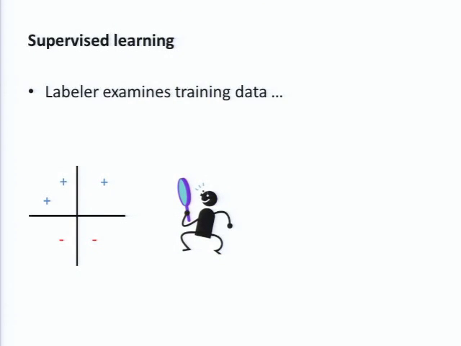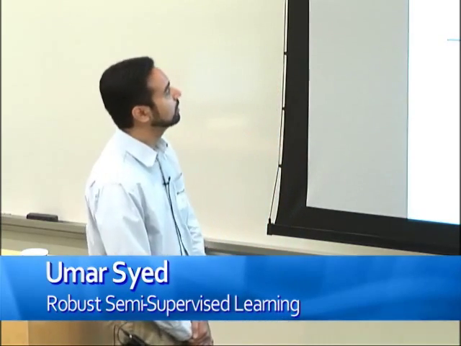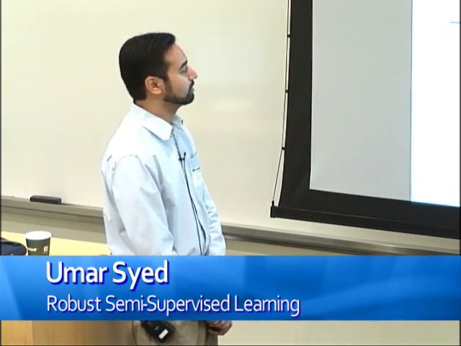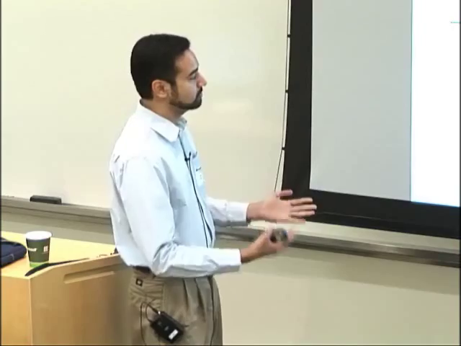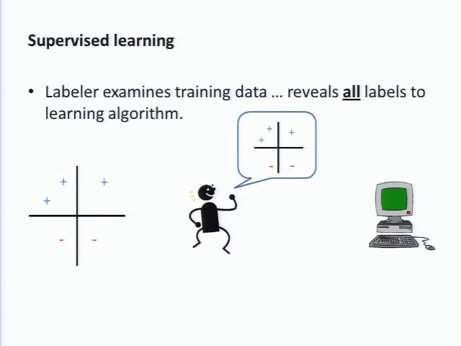So just to set the scene a little bit, let me review supervised learning, which is the oldest, most traditional learning model in machine learning. In supervised learning, we are given a training set of examples, and a labeler carefully examines this set of examples and reveals all the labels of the examples to a learning algorithm. The learning algorithm's job is to try to fit a function that predicts the labels of these examples as accurately as possible.